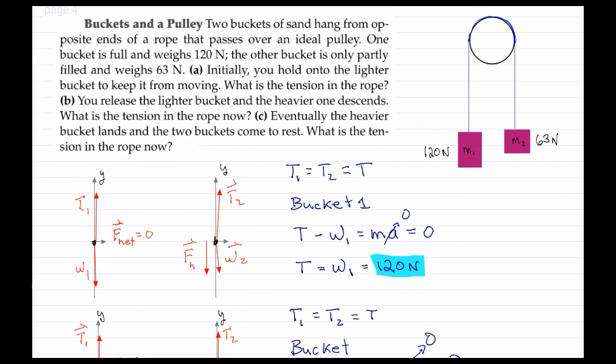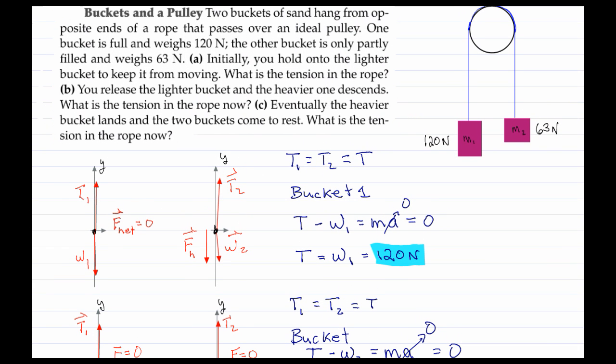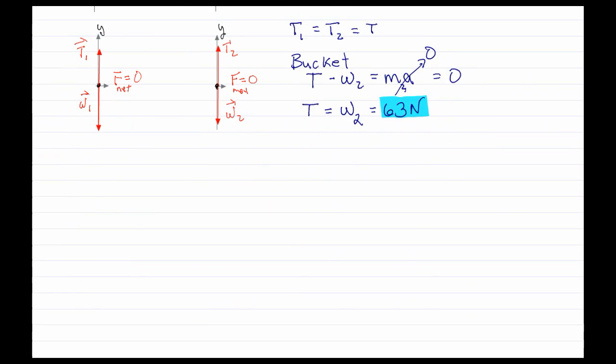What about part B? So part B, we release the lighter bucket that we were holding in part A, and the whole thing's going to fall. So we want the tension in the rope when we've let go of M2 and M1 goes falling to the ground. So we'll draw the free body diagram, as always.